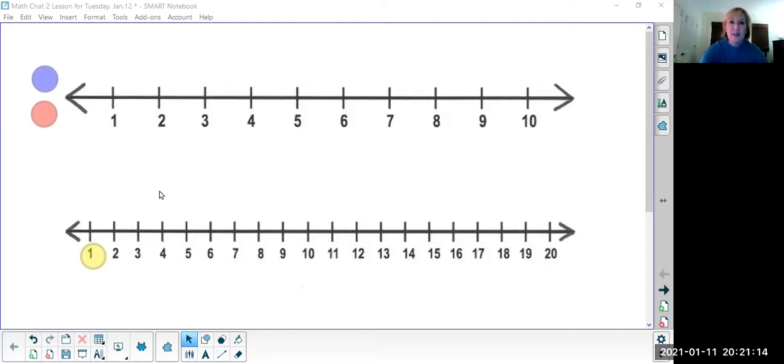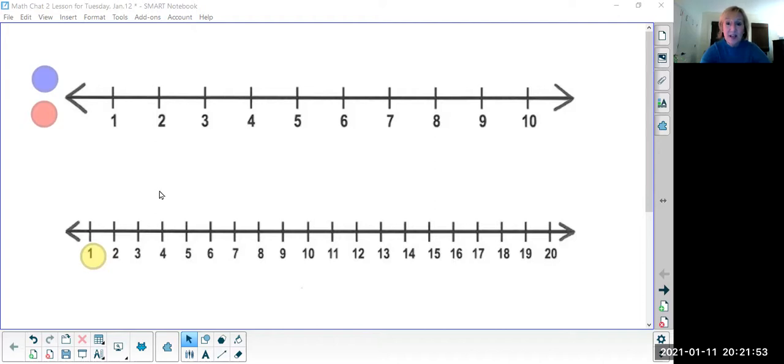Now, while I'm working on something, I want you to know that 14 is a teen number. I think I'll make that blue. And it has one group of 10. Teen numbers always start with a 1 in the tens place because they have one group of 10. And then the number next to it on the right tells how many extra ones there are. So 14 is one group of 10 and 4 extra ones.